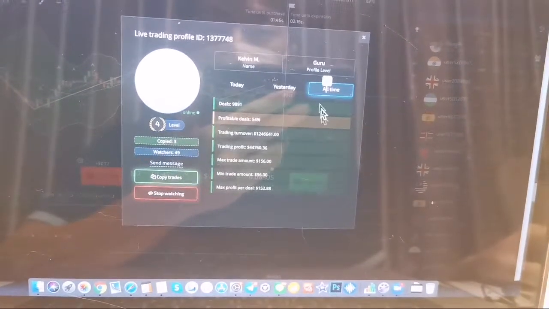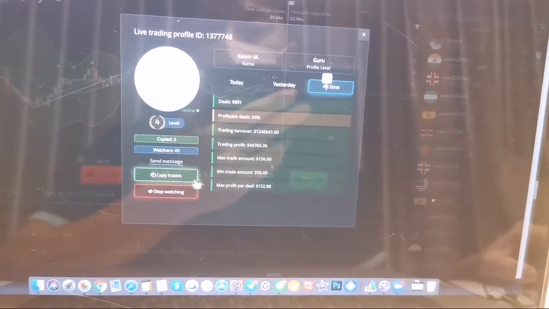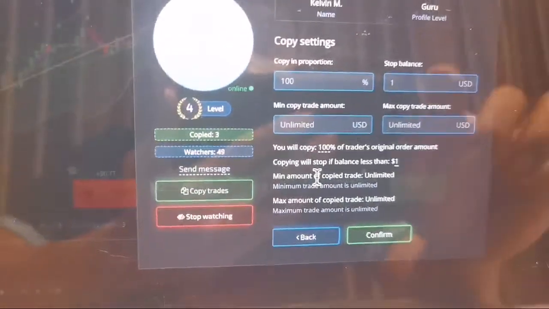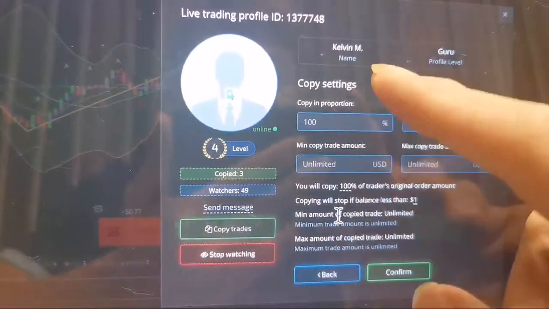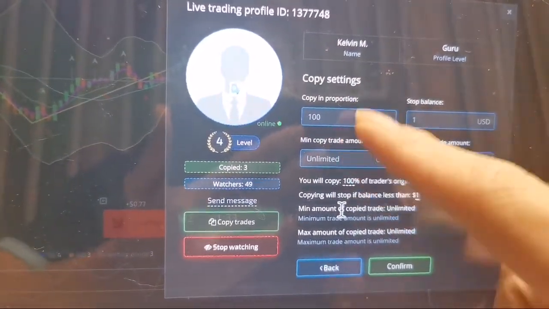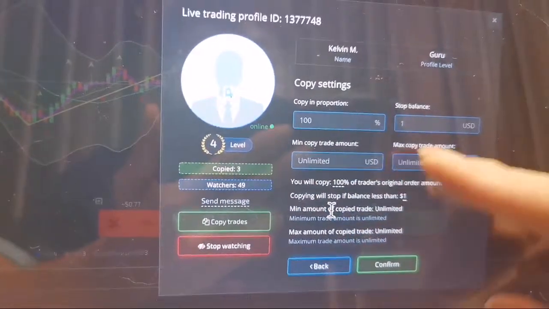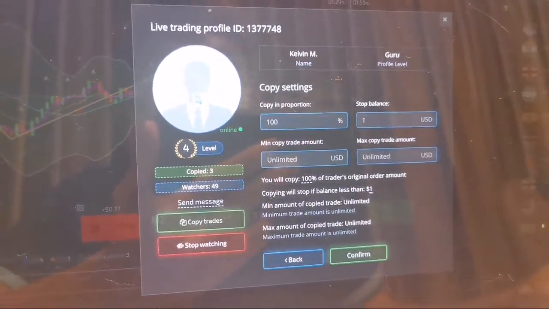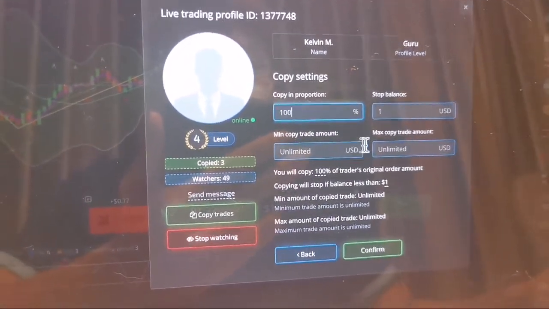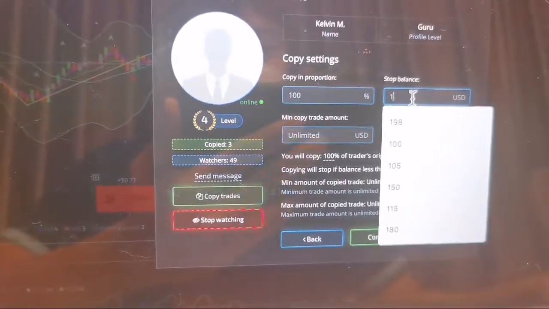I look at his all time. Hey, this guy is not too bad. So I want to watch this guy. I'm really watching him. And if I want to copy this guy, this is where it's very important, because this is where you have to set it with regards to your account size. I'll be teaching you how to set your copy proportion correctly and how to set your stop loss. This is like a stop balance.